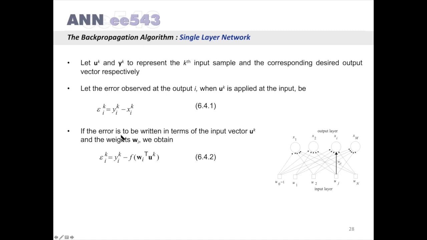If the error is to be written in terms of the input vector uk and the weights wi, then instead of xik here, we write the output function f applied on the activation of neuron i, which is equal to the weight vector of that neuron transposed multiplied by the input vector. And this is equal to the desired output minus the actual output for this neuron.